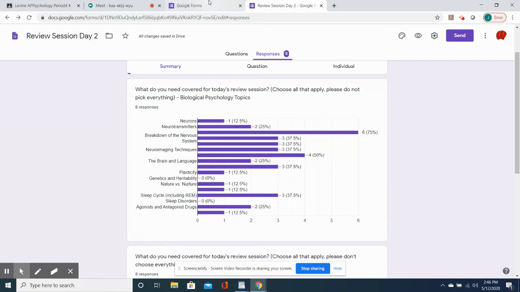The first is neurotransmitters. There's a whole chart in your book of neurotransmitters that you should probably know: dopamine, serotonin, epinephrine and norepinephrine, endorphins. And then you also have GABA and glutamate. GABA is the inhibitory neurotransmitter, and glutamate is the excitatory neurotransmitter.